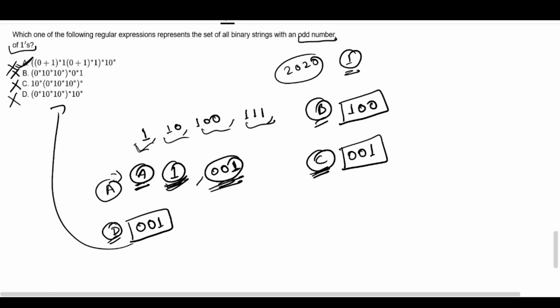So option D is also incorrect. In that case, every option is incorrect. Actually, this is an incorrect question given by IIT Delhi in 2020, so everybody got 1 mark for this question. Okay. So thank you.